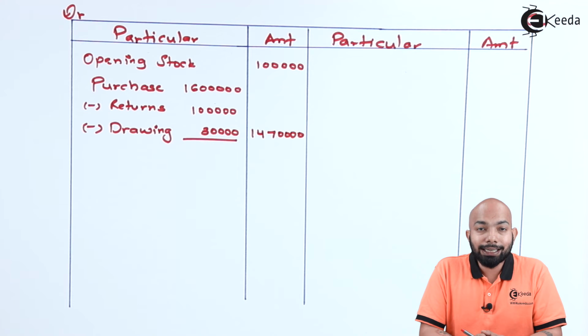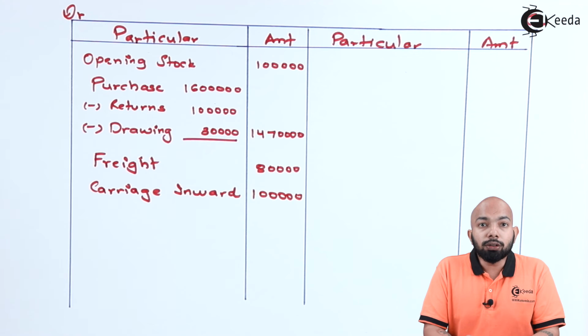Let's go on to the next item that is supposed to be a part of the trading debit, that means freight and carriage inward. Both freight and carriage inward have been mentioned here, and as they are direct expenses, they are part of the trading debit side.